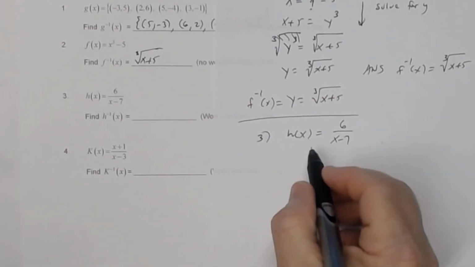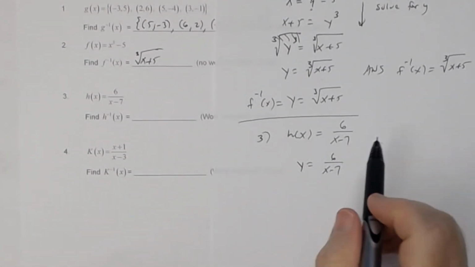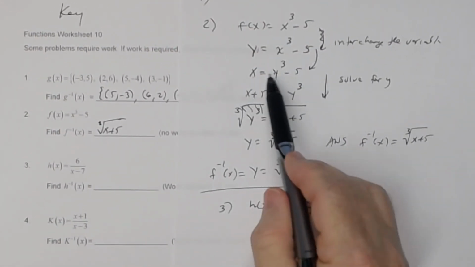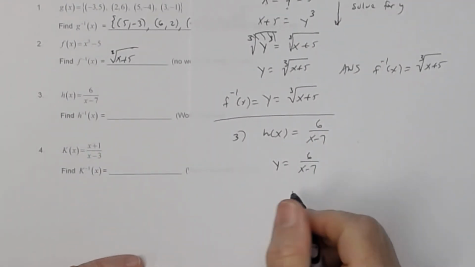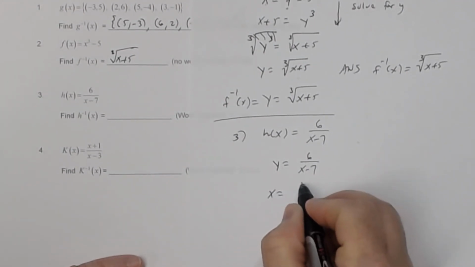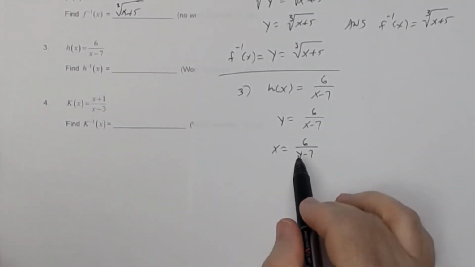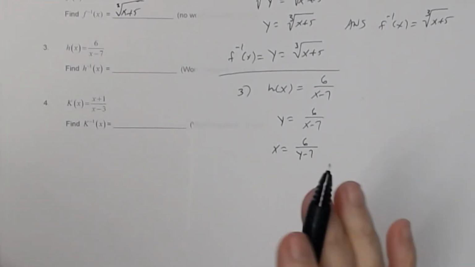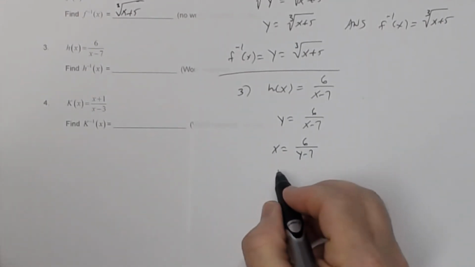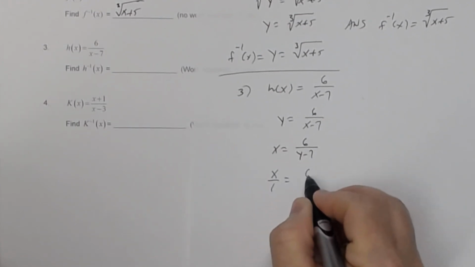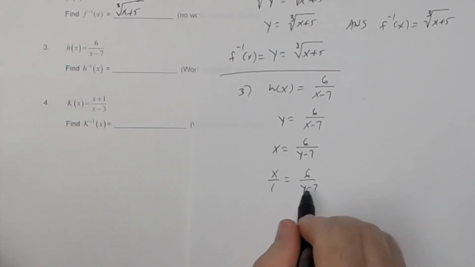So you're going to replace h of x with y. So y equals 6 divided by x minus 7. Then, remember, we interchange the variables. So we get x equals 6 divided by y minus 7. And then somehow I've got to get y by itself. Here's one way you can think of this. I'm going to rewrite x as x divided by 1 equals 6 divided by y minus 7. And notice that the least common denominator is y minus 7.